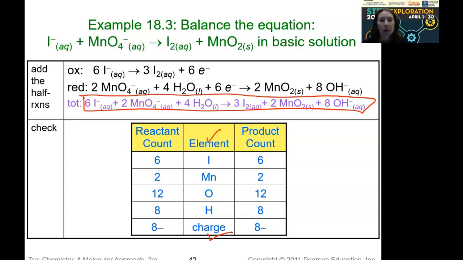Okay, are you ready to try one on your own? Because after this one, we're going to actually start applying these. So you need to be able to see them and understand how to balance them on your own. It really is a system. So separate your variables, balance all but H and O, balance O's with water, balance H with hydrogens, cancel your charges or make each side equal using electrons, and then multiply to get rid of the electrons and add.